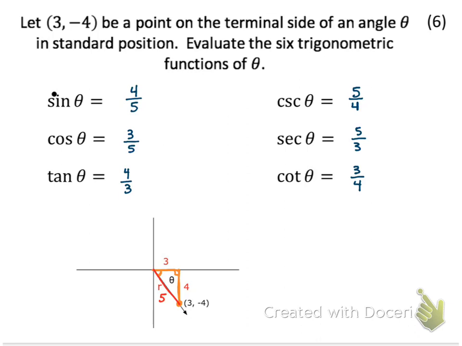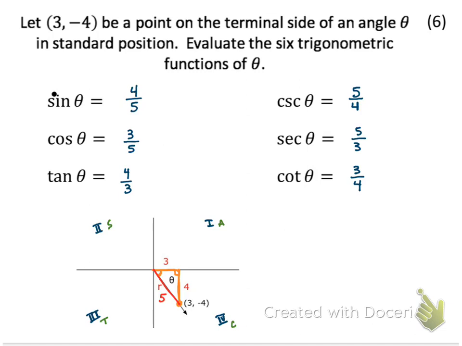So we have our quadrants, 1, 2, 3, and 4. And within those quadrants, we have our ASTC. So A meaning all functions are positive in quadrant 1. S meaning only sine and cosecant are positive in quadrant 2. T for tangent and cotangent are positive in quadrant 3. And C for cosine and secant are positive in quadrant 4.